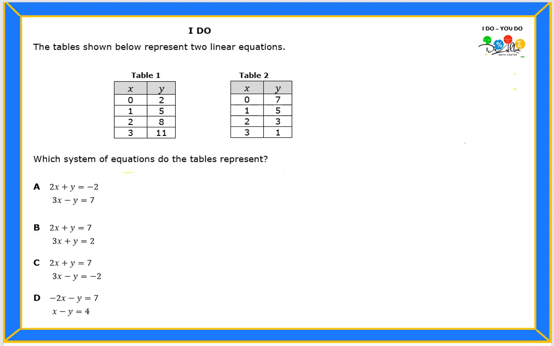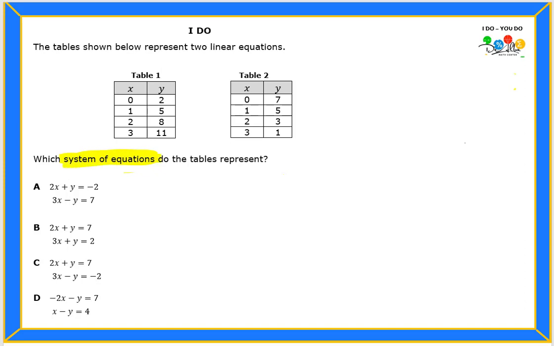Hello students, let's read the problem. And it says, the tables shown below represent two linear equations. Which system of equations do the tables represent? So I'm looking for systems of equations, right?